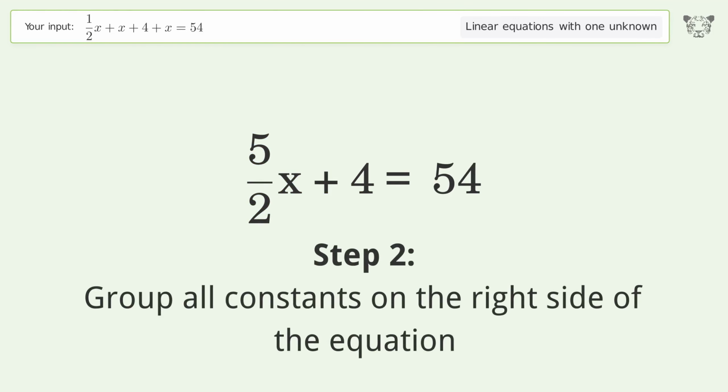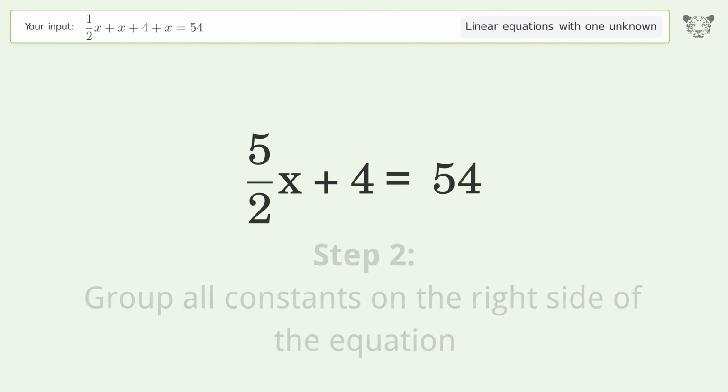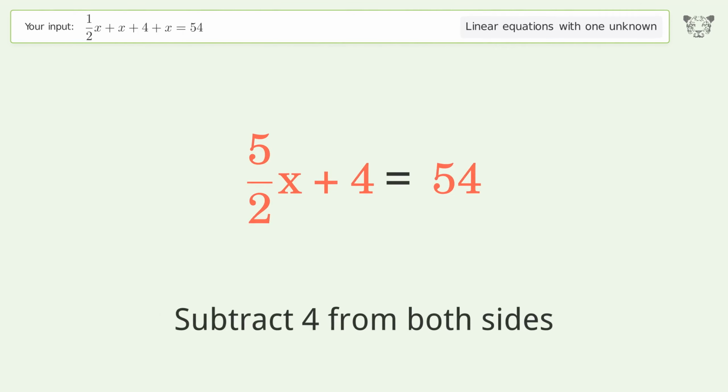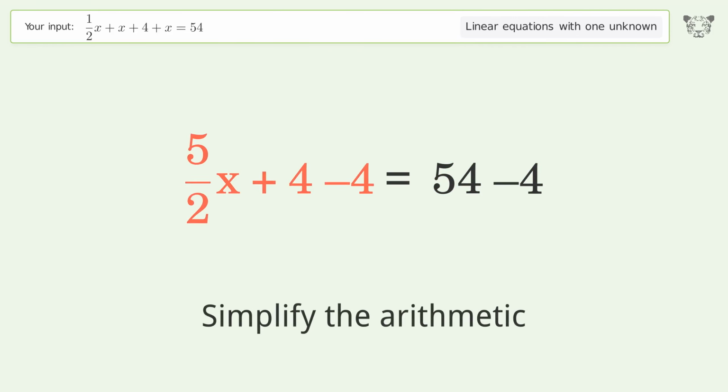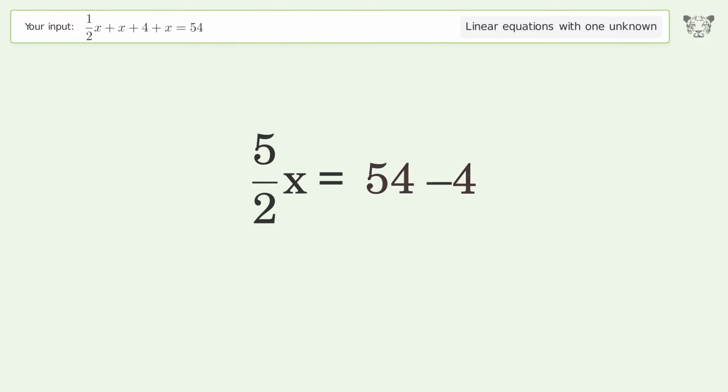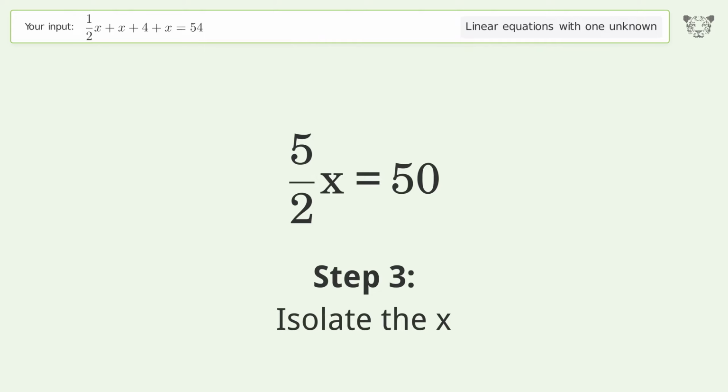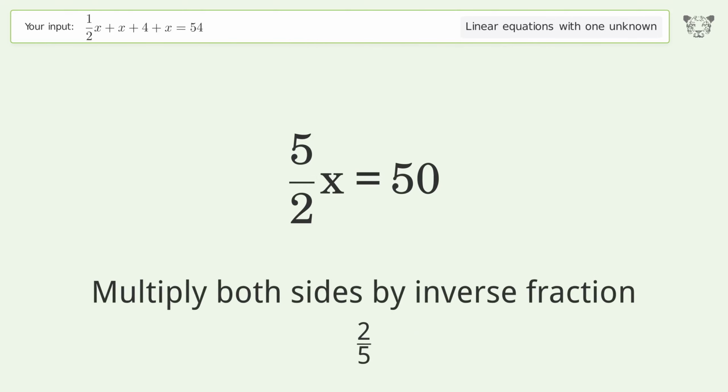Group all constants on the right side of the equation. Subtract 4 from both sides. Simplify the arithmetic. Isolate the x. Multiply both sides by inverse fraction 2 over 5.